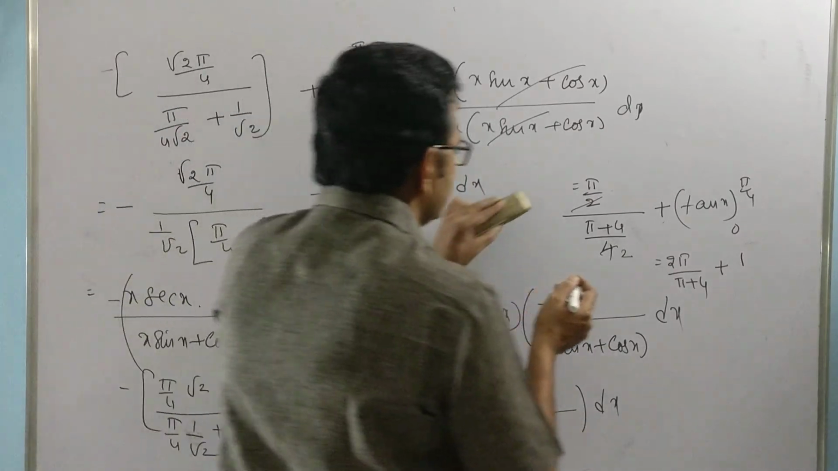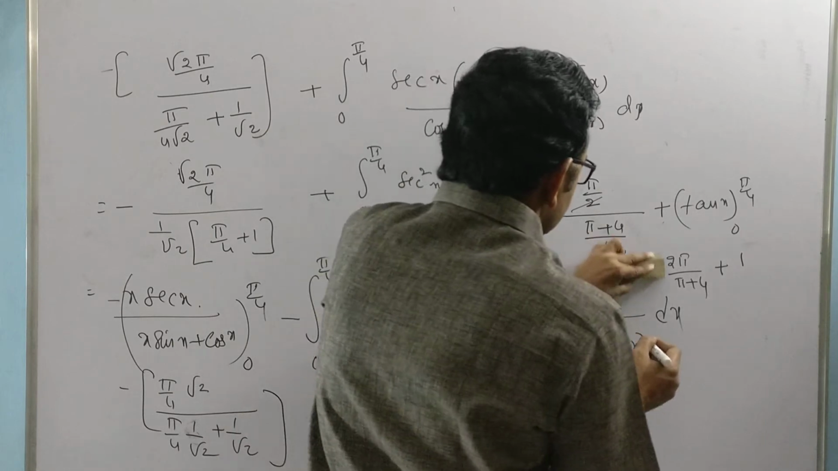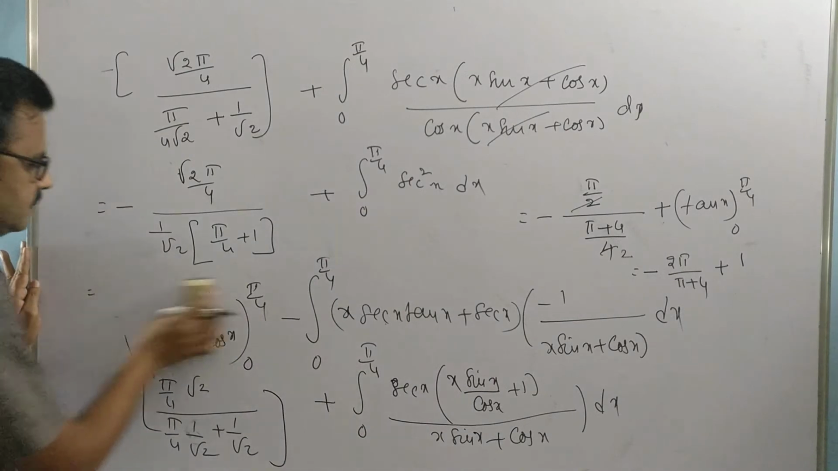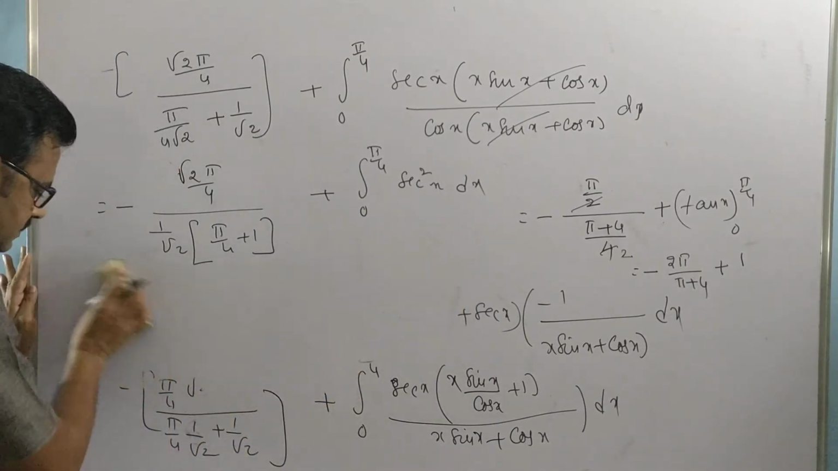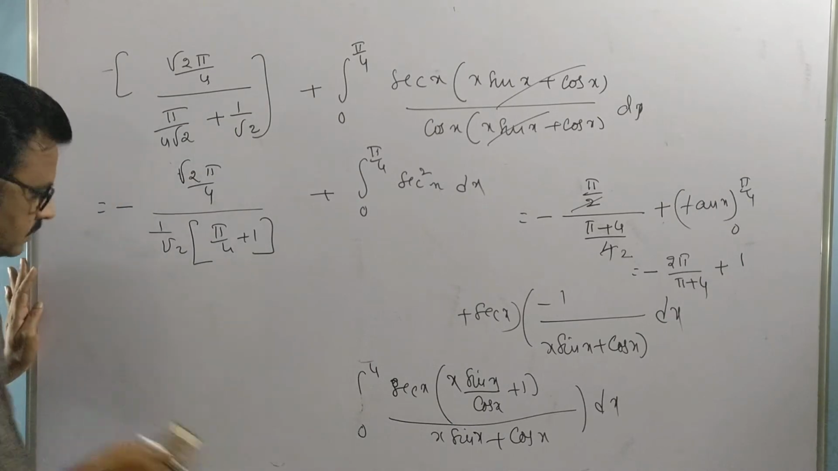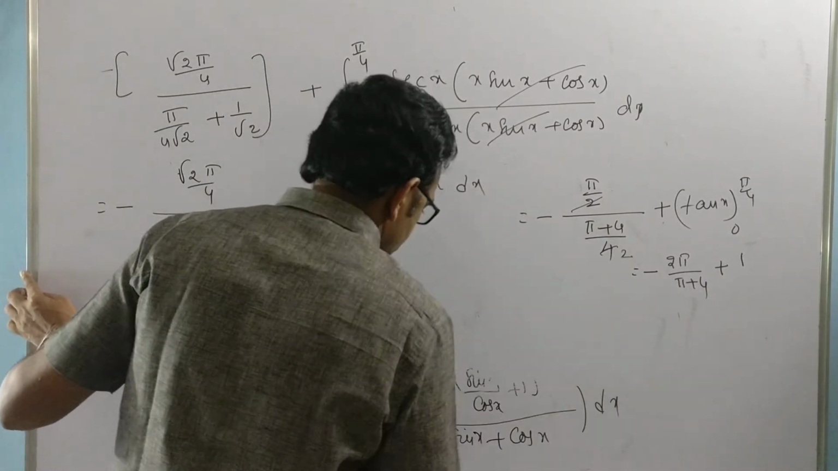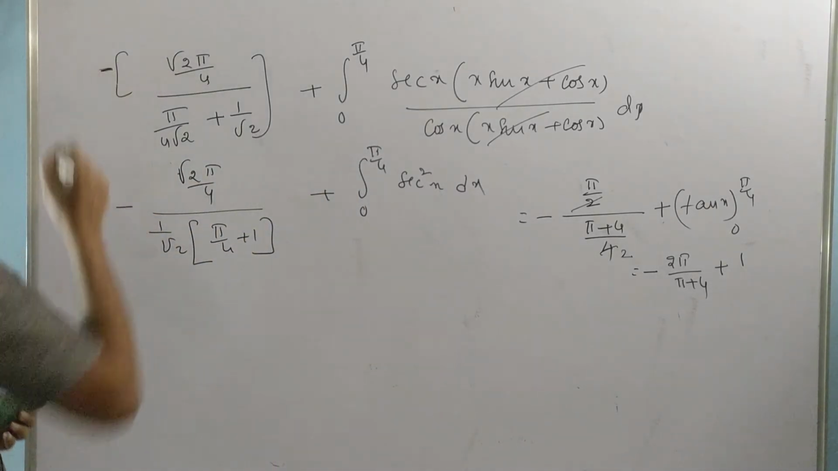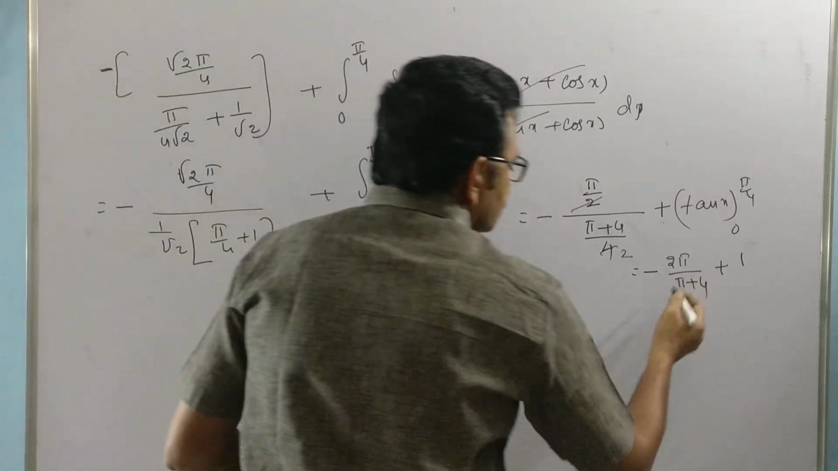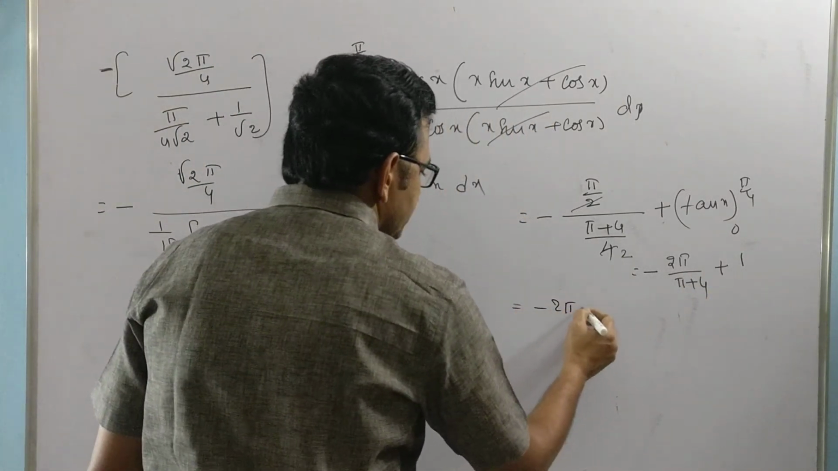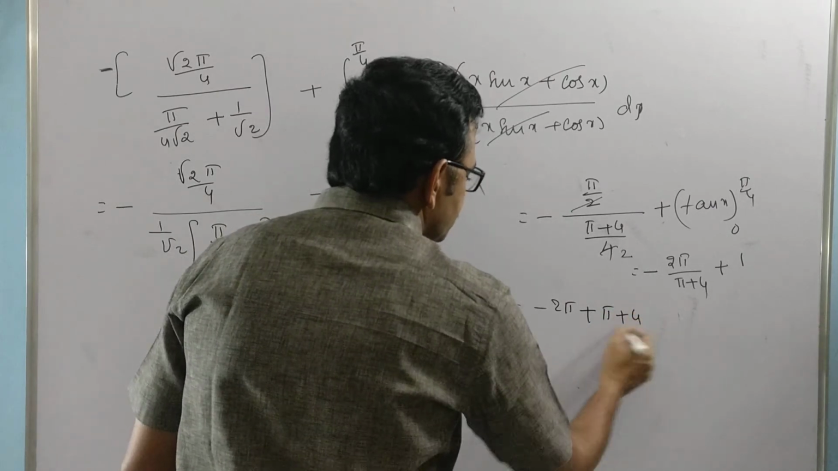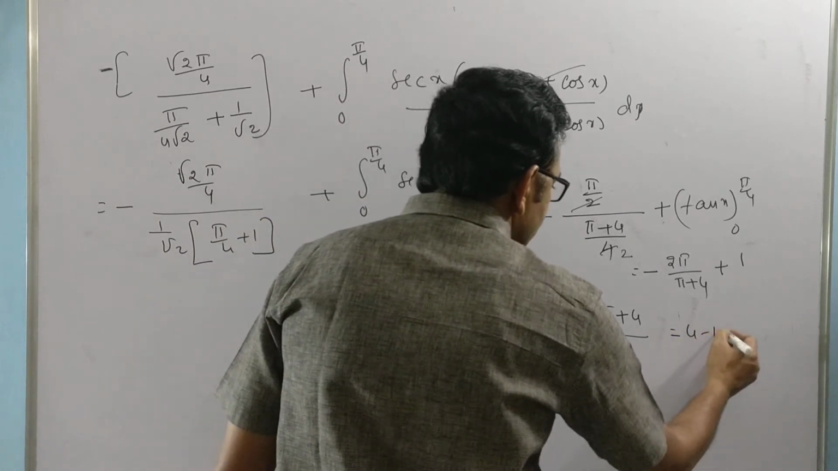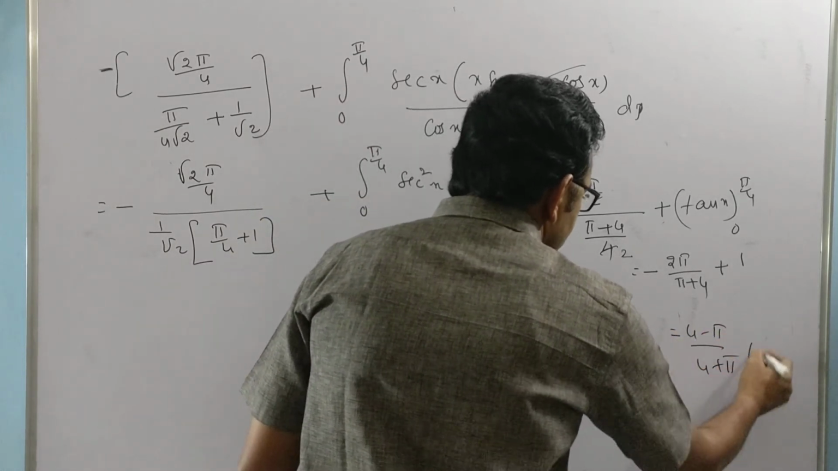I can put minus, this is equal to minus. Okay? The minus is there, it is also minus. So that is equal to minus 2 pi by pi plus 4 plus 1. That is equal to 4 minus pi by 4 plus pi, which is the answer.